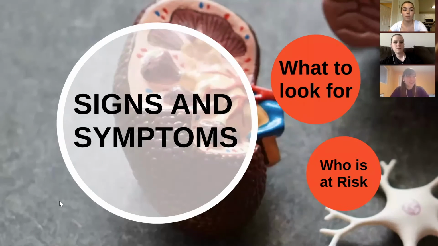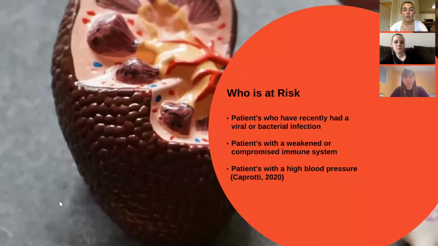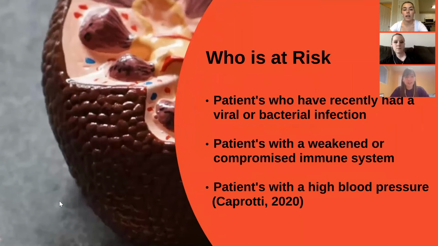So as you mentioned before, AGN has multiple causes, but who do you think is really at risk? Yeah, so as we talked about, AGN has multiple causes. Anyone who had a recent bacterial or viral infection is technically at risk. However, there are some people who are at more risk of developing acute glomerulonephritis. It increases greatly if the patient has a weakened immune system, is immunocompromised, or is taking medications that are immunosuppressants.